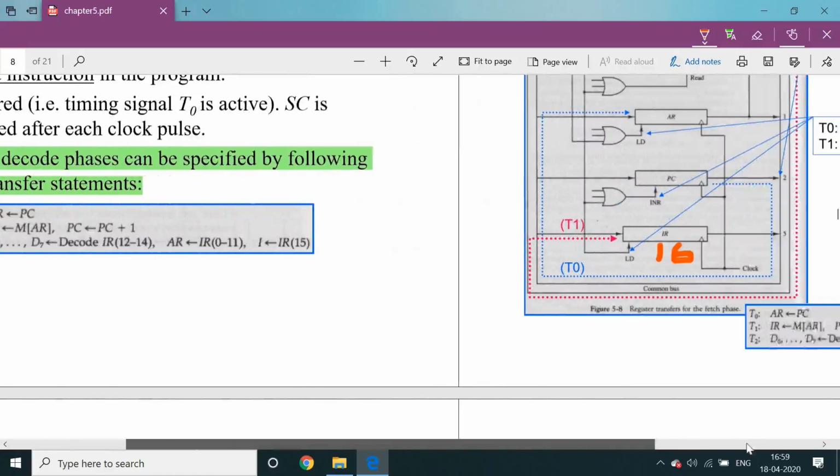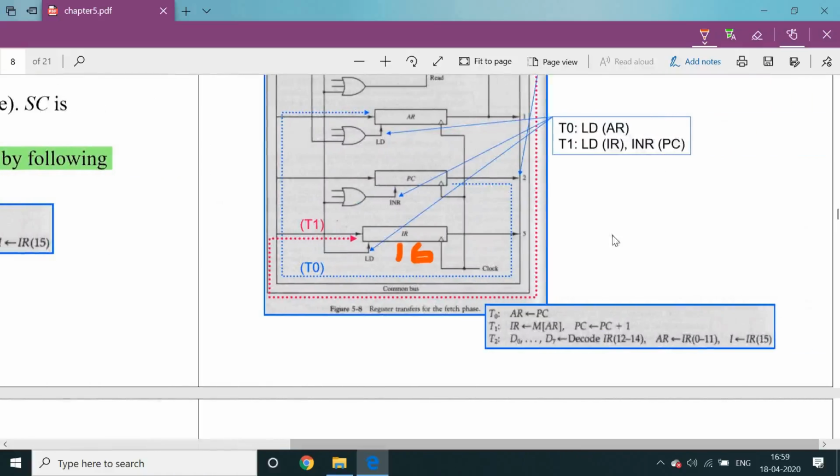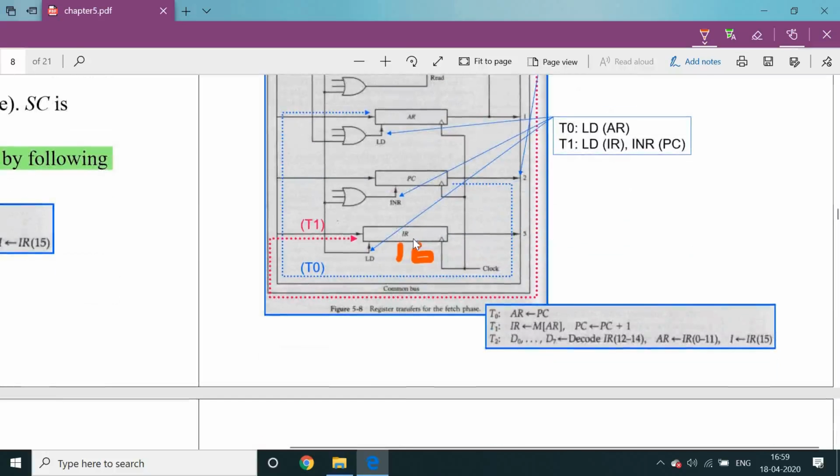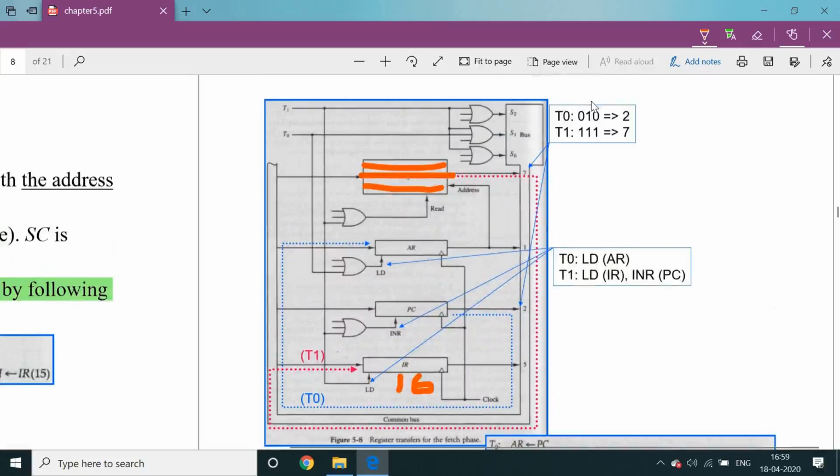Next one, increment PC. Increment PC means one more operation. The PC previous value is there, and that value is incremented by adding 1, and that result is stored into the PC itself. So this is the way we generate T0 and the respective operations.